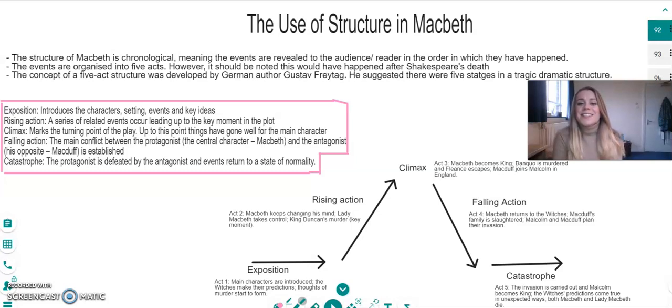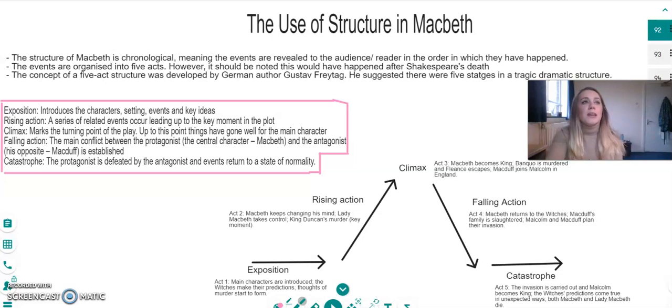Hi there, so today we are going to be going over the use of structure in the play Macbeth by William Shakespeare. So I'm going to start off by giving a brief definition of the meaning of structure in an English literature context. So structure is essentially the shape of the text. It's the form that the piece takes, if you will.